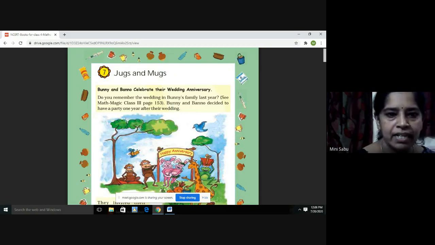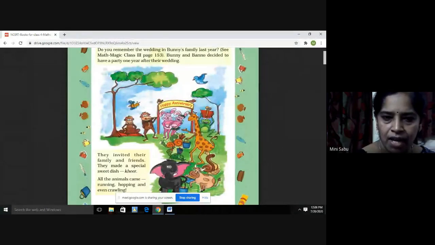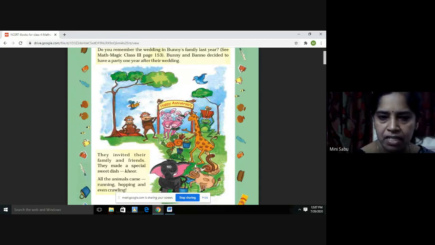Bunny and Bano decided to have a party 1 year after their wedding. You see, it's a very happy situation. See, all are here. Bunny and Bano are here. The banner is there. Happy anniversary, and all animals are reaching slowly for the party. That means it is the party time. Some have already reached, some are reaching, and some are on the way. Some are a little bit late. Okay, you can see giraffe is there, snake is there, cow, elephant, monkey, and birds are also flying and coming.